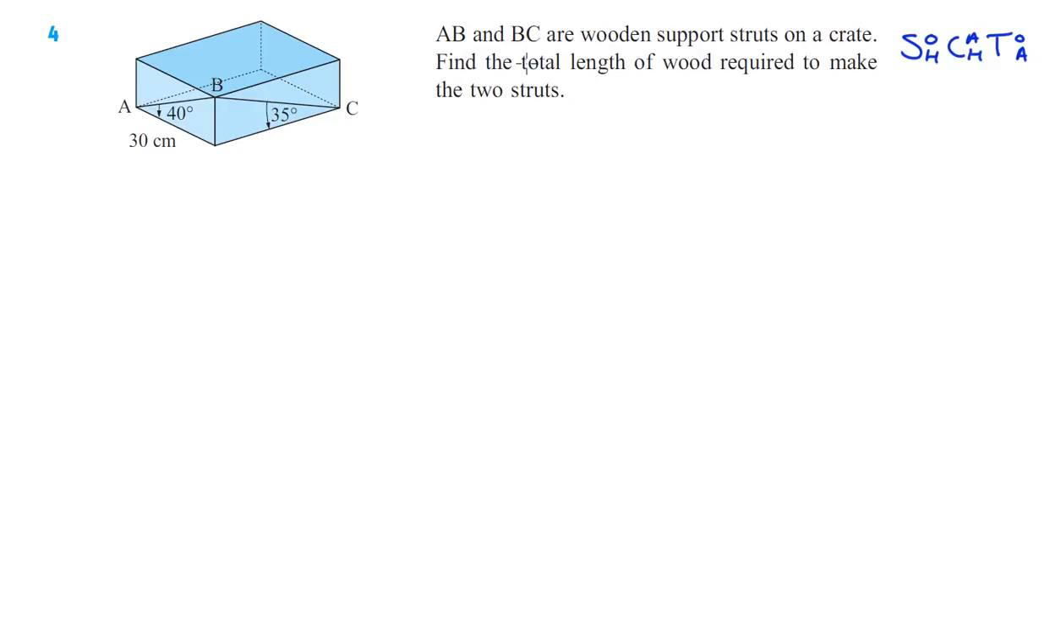AB and BC are wooden support struts on a crate. Find the total length of wood required to make the 2 struts. So AB and BC. We want to figure out what these 2 lengths are here. Let's figure out, say, what AB is. So we'll go A to B, we'll go down here, and we'll make this triangle here.